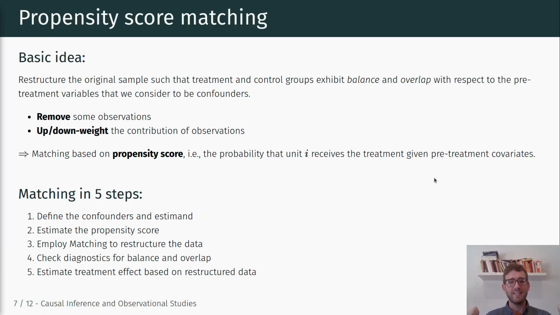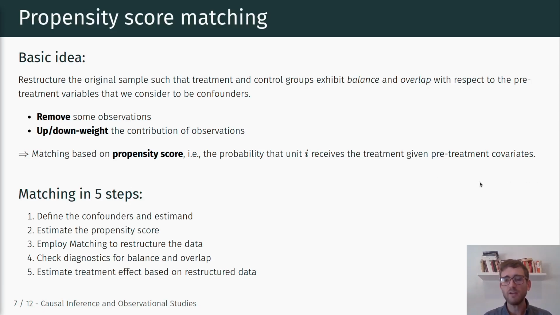Are we interested in estimating the effect on everyone who received the treatment? Then we leave that group of observations intact, and we try to restructure the control group to resemble that treatment group. Or are we interested in estimating the effect on observations in the control group? Then we leave that group intact and try to restructure the treatment group in order to resemble the distribution of the control group.